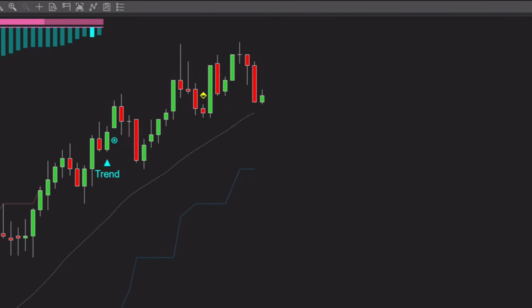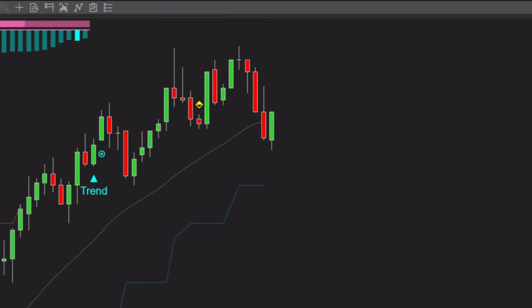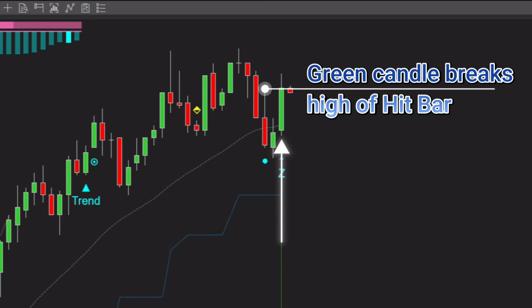If no such breakout occurs within the number of candles specified in the signal pullback finding period, the system will not propose a signal. Instead, it will reset the process and start searching for a new hit bar. This mechanism ensures that signals are only generated when there is clear price action confirmation, improving signal quality and reducing the likelihood of reacting to weak or indecisive pullbacks.